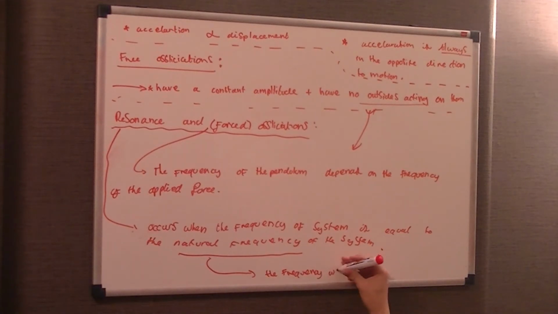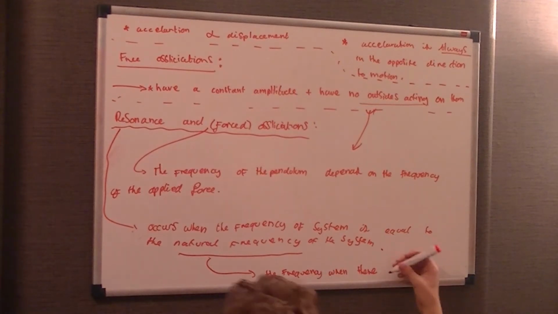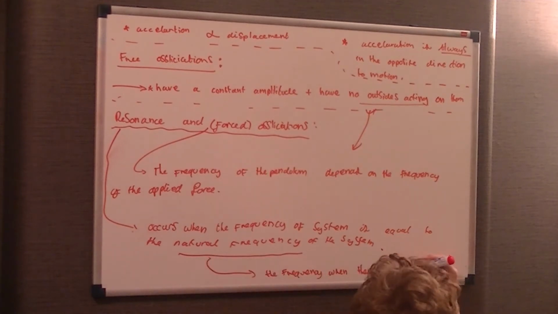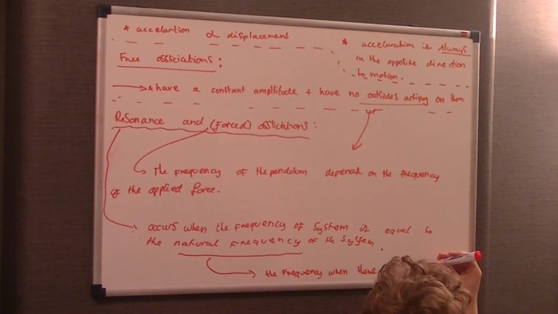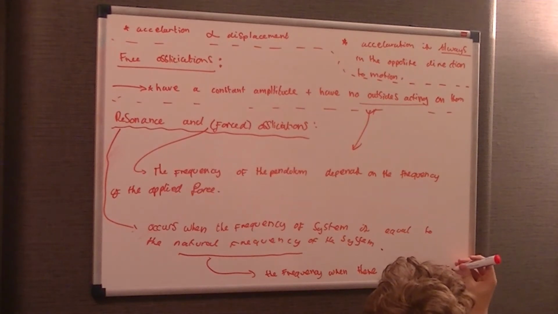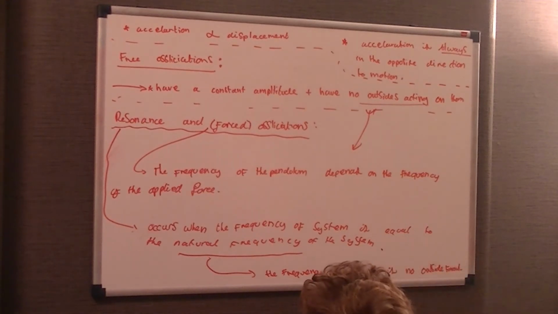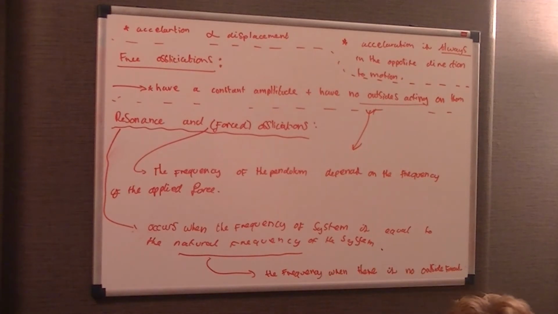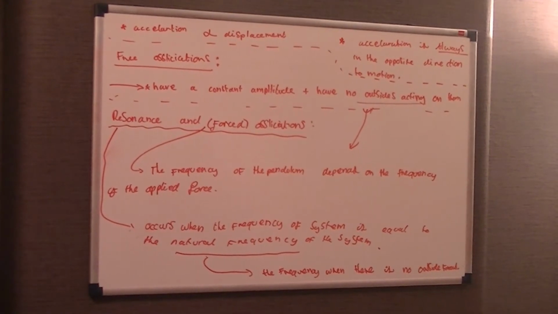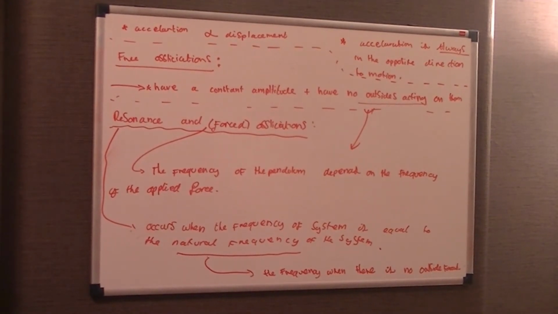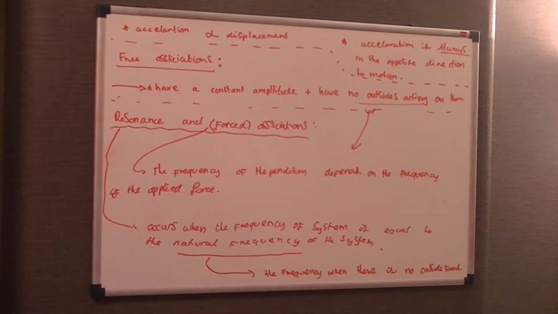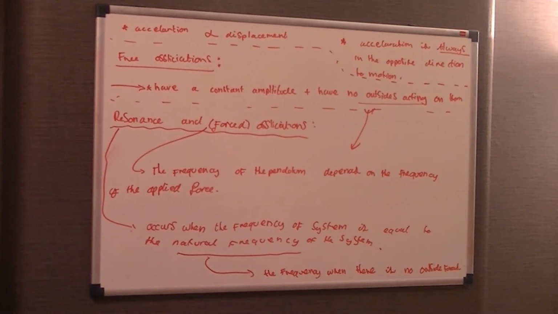The frequency when there is no outside forces. So basically the main difference between free oscillation and natural frequency is natural frequency occurs when there are no outside forces acting on the object, and it doesn't specify the constant amplitude. You don't need to specify that. So that's the main difference there. It's just physicists trying to add something else.